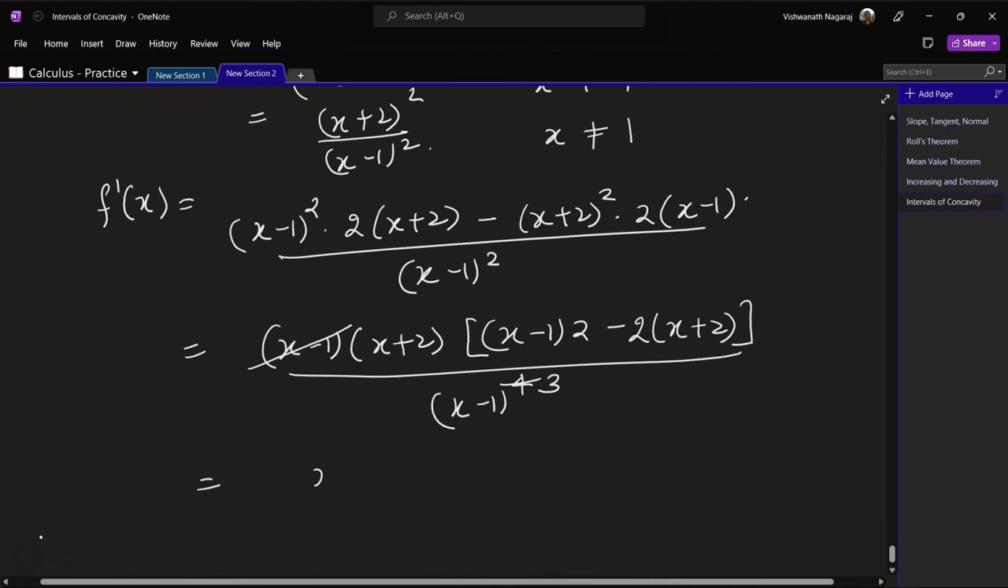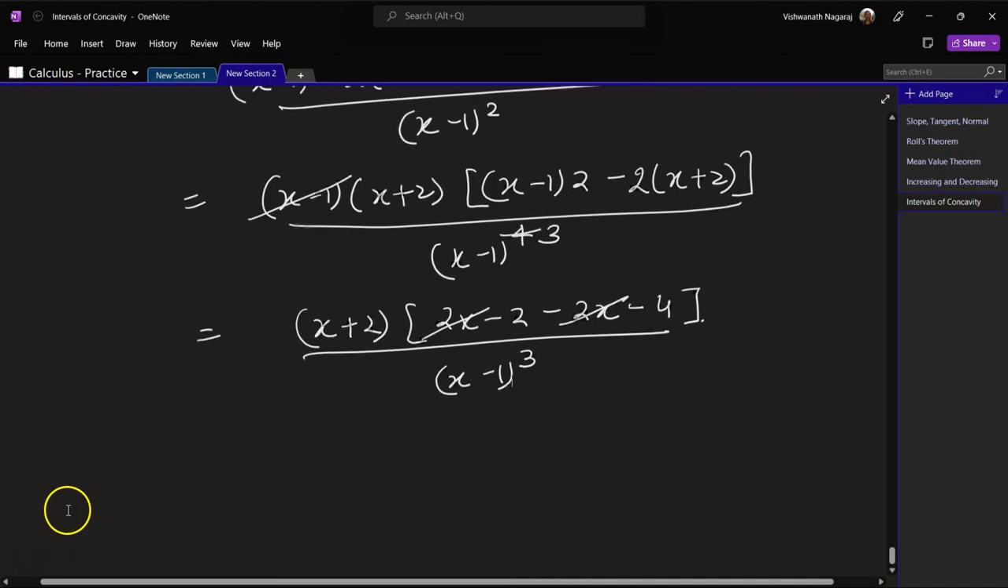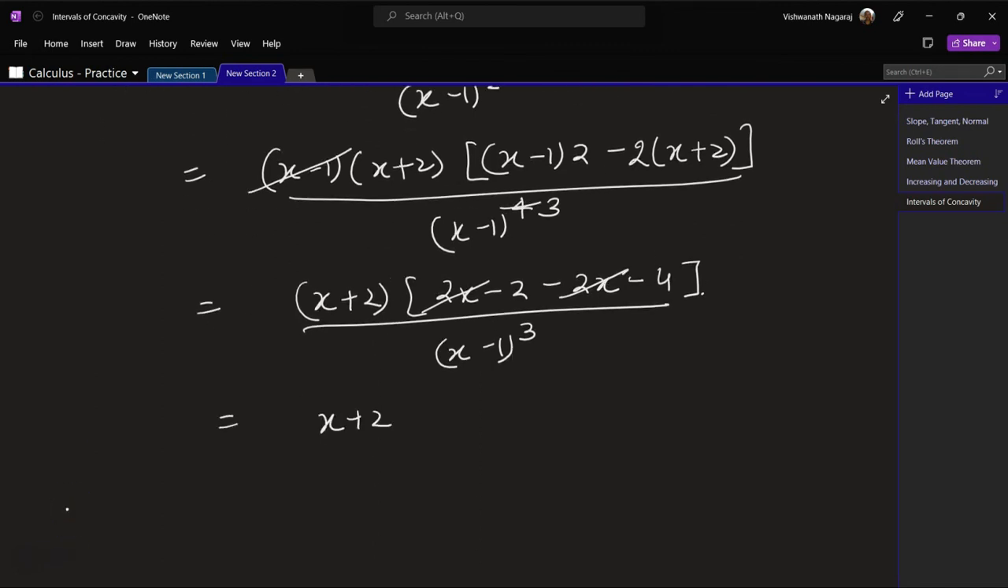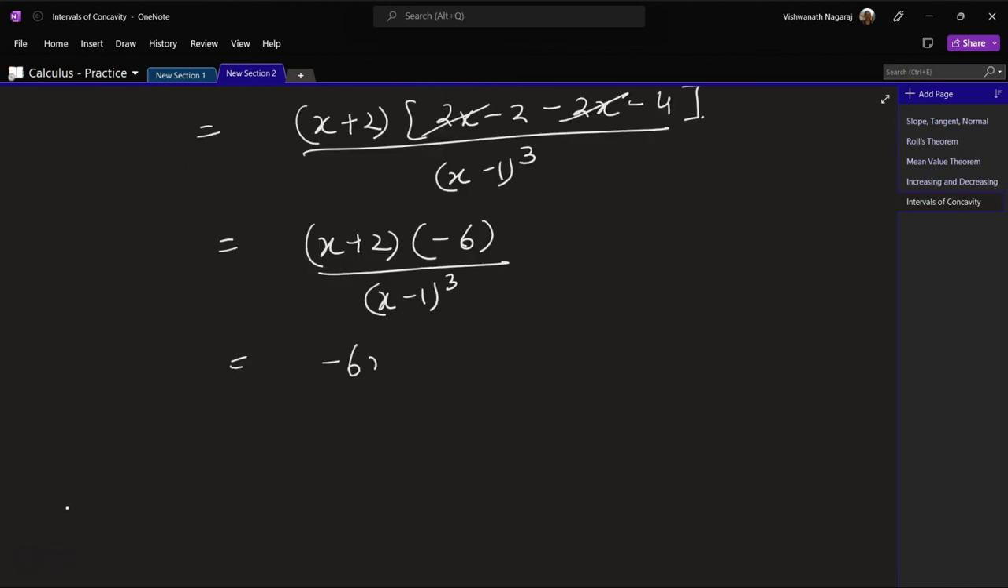So we are left with (x + 2)(2x - 2) - (2x - 4)... So 2x cancels, (x - 1) came. So we have (x + 2) times -2, minus 4 is -6, divided by (x - 1), which gives us (-6x - 12) divided by (x - 1) cubed. So that was our first derivative.